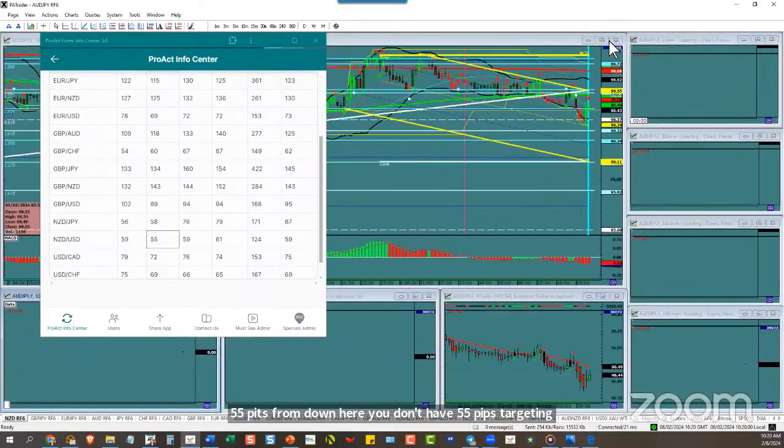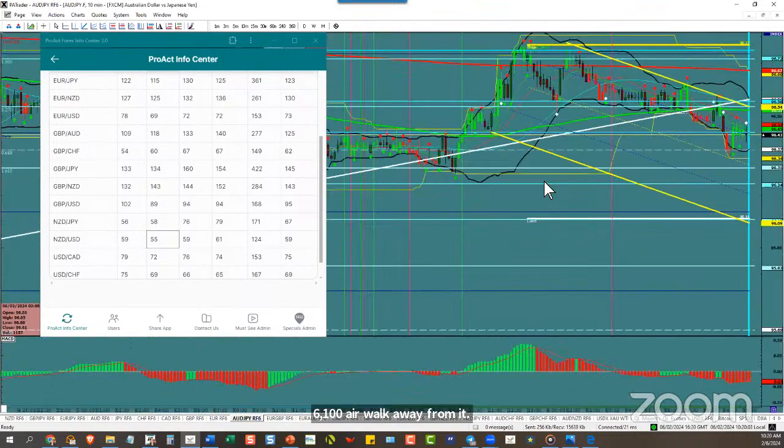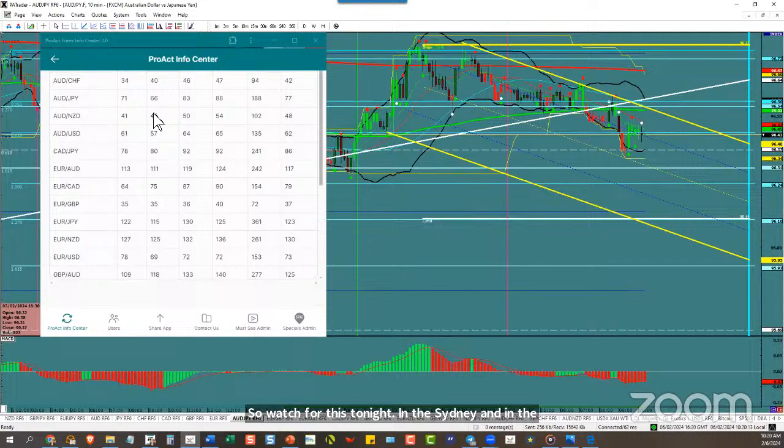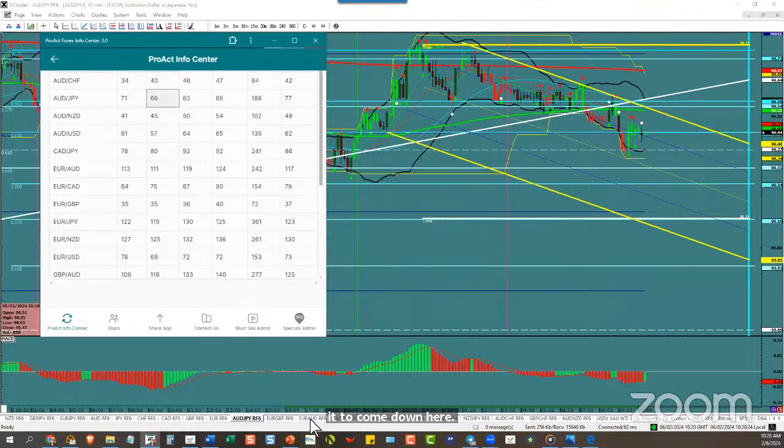Aussie yen, right? Well, we needed a pullback on this breakout. We've got it now. So watch for this tonight in the Sydney and in the Asian market. Big opportunity after 5 o'clock. You'll get a new ATR. Aussie yen has a 66 pip ATR. Watch for it to come down here. This is 1T30, 2T30. It's down in this area right here at 95.80 area, right in there.